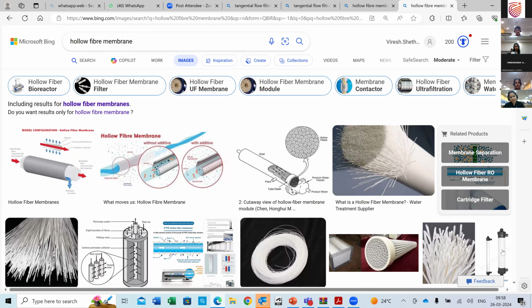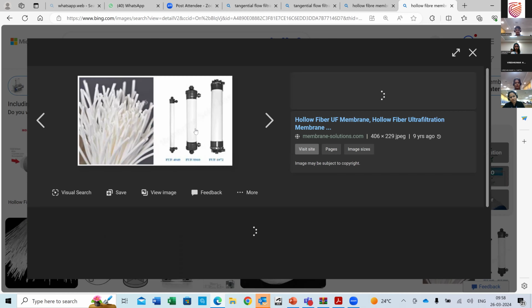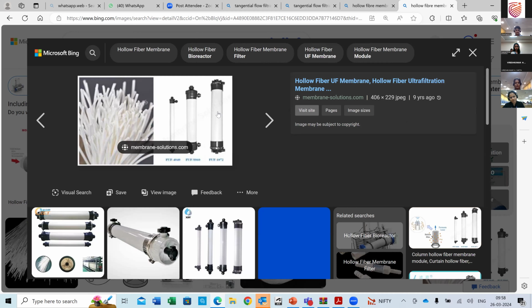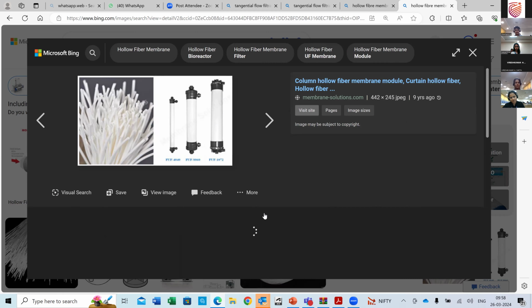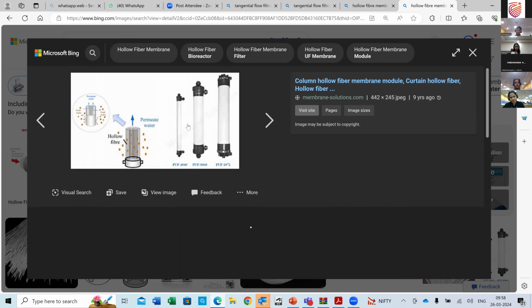Yeah, so this is how the module looks. This is like a housing. Inside the housing, you have the hollow fibers which are arranged, right? And there is an outer cover. So all the permeate gets collected on the outer cover and comes out through these two nozzles, while the feed is going through the central nozzle in and out. So this is what a tangential flow filtration is.